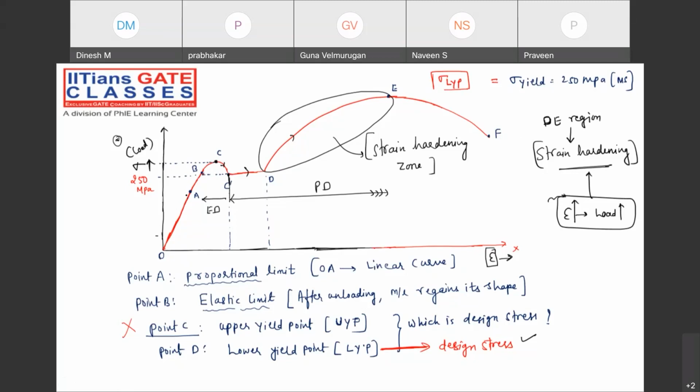This region, my dear friend, is called the elastic region. In fact, you can stretch it up to point B also. Elastic region. Elastic zone. Right? Very, very important.